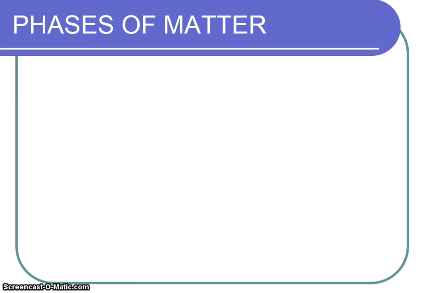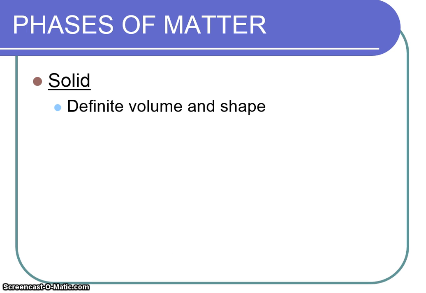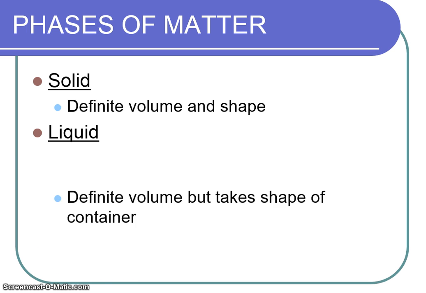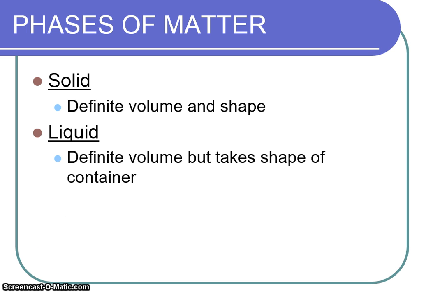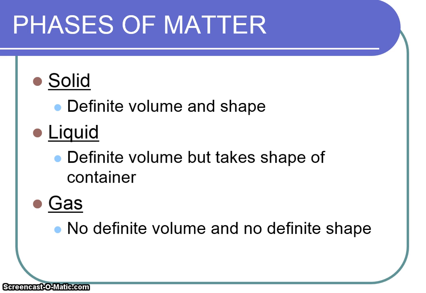And then phases of matter. Solids have definite volumes and shapes. We can measure their volumes, we know their shapes. Liquids have a definite volume, but they take the shape of their container. So we pour water, we can measure what the volume of that water is, but the shape is going to be whatever shape container we put it in. And a gas doesn't have a definite volume and it doesn't have a definite shape. It's going to take the shape of its container, and it can be compressed or expanded to fill its container.